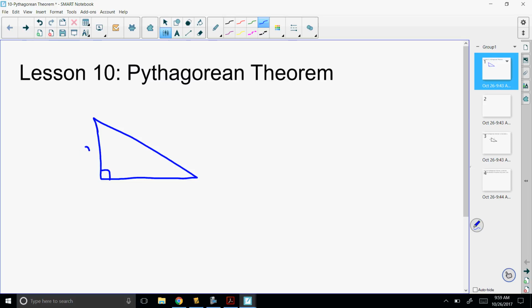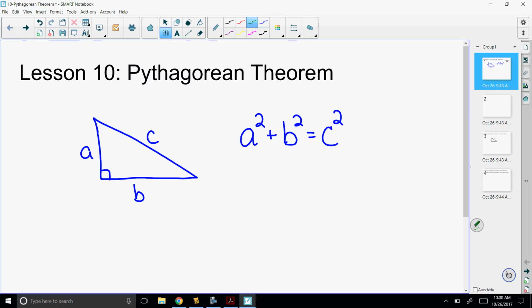If I had side lengths of A, B, and C, what's Pythagorean theorem? Yes. You multiply A by itself, you multiply B by itself, add it, and see if it equals C times itself. A squared, correct. So you probably know it as A squared plus B squared equals C squared. That's Pythagorean theorem. A squared plus B squared equals C squared. Well, what does that mean?